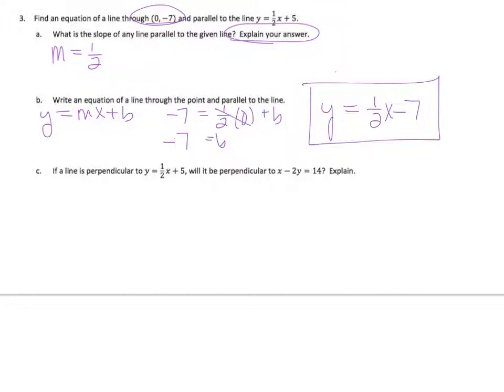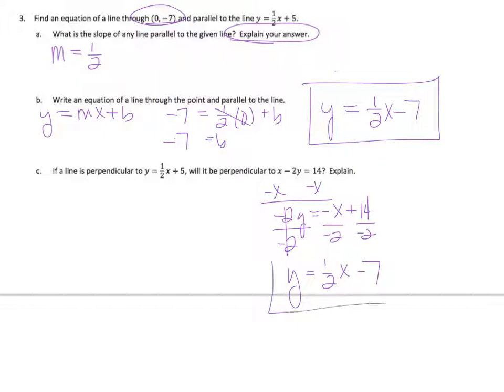If a line is perpendicular to this line, will it be perpendicular to this one? I don't know. What's the slope of this one? Let's rearrange a bit and find out. I need to put it in slope-intercept form, so I'm going to subtract x from both sides. I have -2y equals -x plus 14. Divide by -2, and I get y equals positive 1/2 x minus 7.